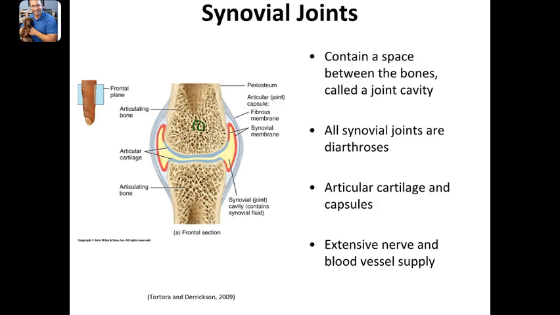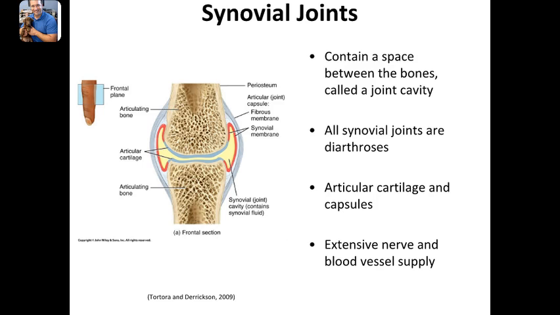Synovial joints do have extensive nerve and blood supplies, but for the nutrition of the cartilage, remember that cartilage is often damaged in the case of arthritis, and that is about diffusion. Cartilage gets its nutrition by diffusion, as it has no direct blood supply.